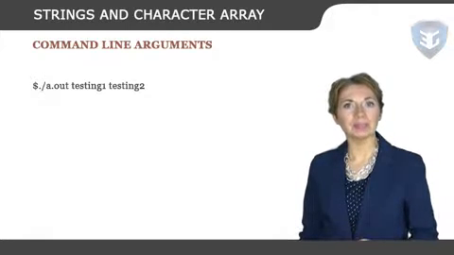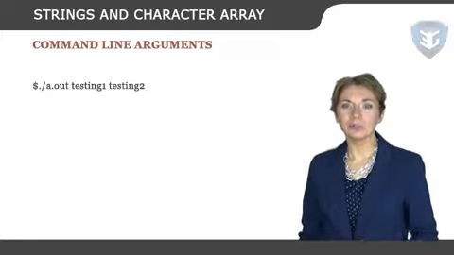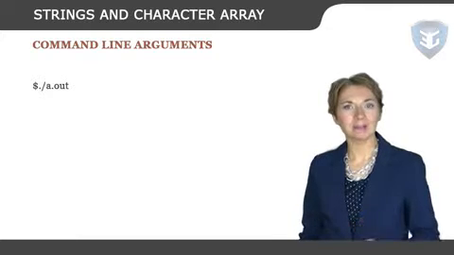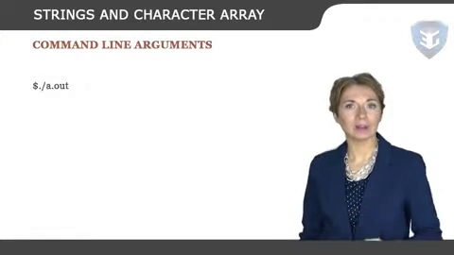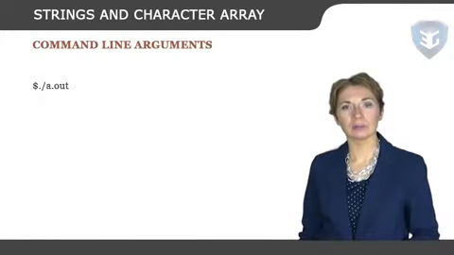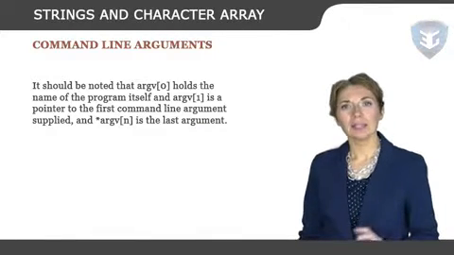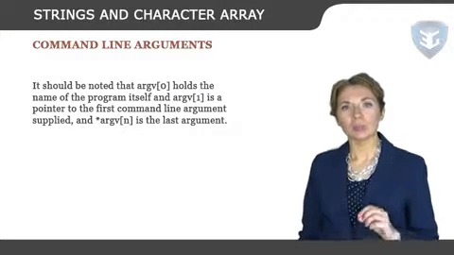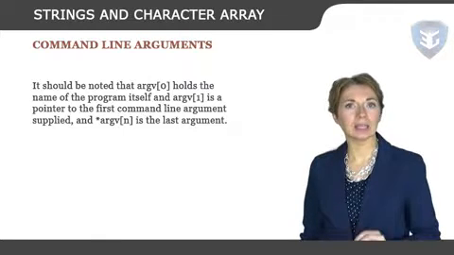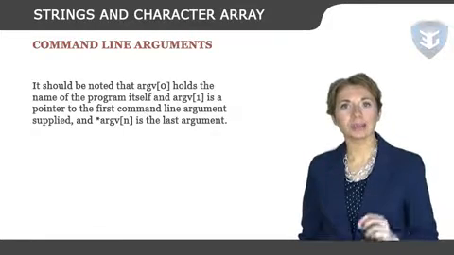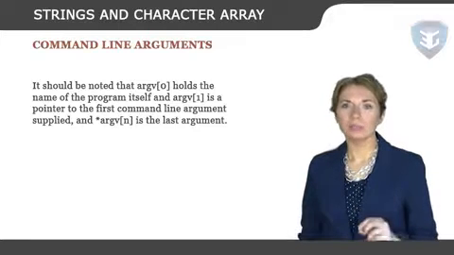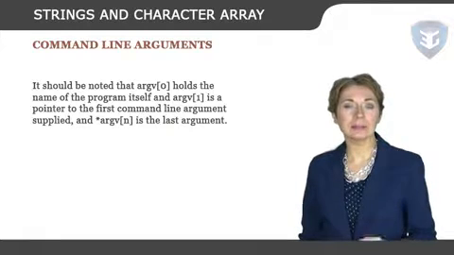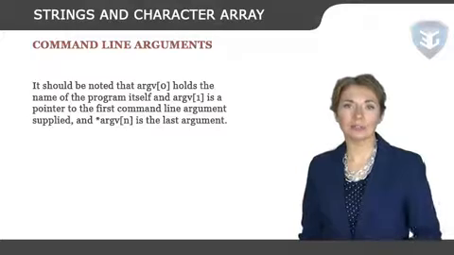When the code is compiled and executed with 2 arguments, it produces the result as shown: too many arguments supplied. When the code is compiled and executed without passing any argument, it produces the result as shown: 1 argument expected. It should be noted that argv[0] holds the name of the program itself, and argv[1] is a pointer to the first command line argument supplied, and *argv[n] is the last argument. If no arguments are supplied, argc will be 1. Otherwise, if one passes 1 argument, then argc is set at 2.